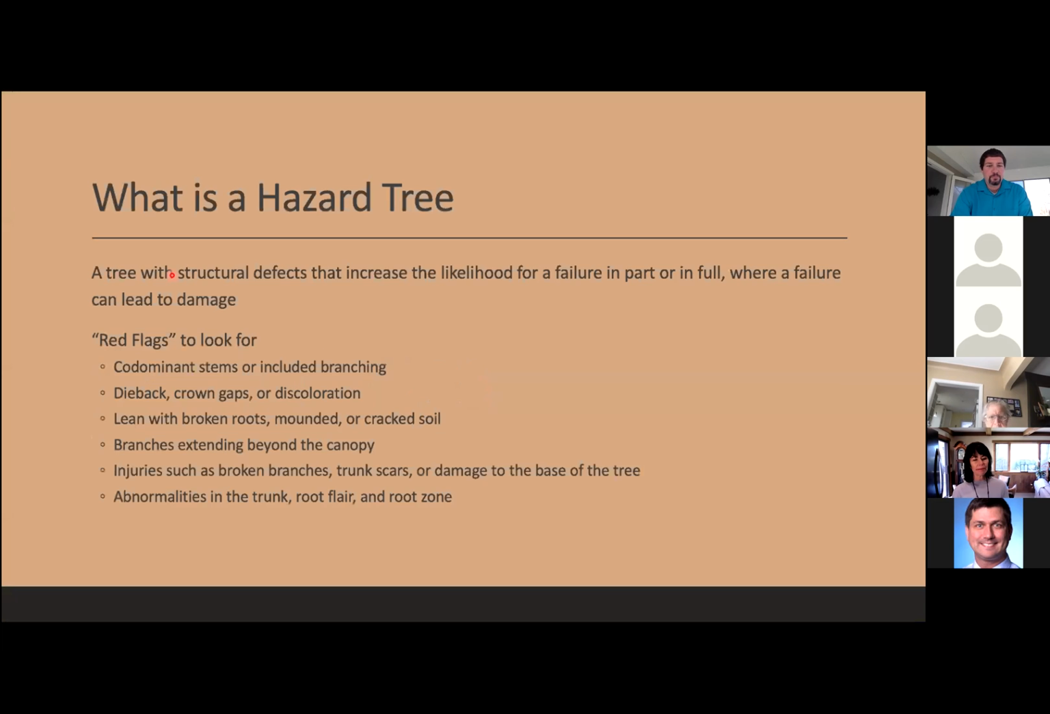So, hazard trees. A hazard tree is a tree that has some sort of a defect that increases the likelihood for a failure, where that failure can lead to damage. Things that would be a red flag and signal that we might have some structural defects would be things like codominant stems. A lot of times this happens in silver maples, where it'll grow up and you'll have two branches that are competing to be the leader. They're both growing basically straight up, right together. That branch union is going to be a tight V.